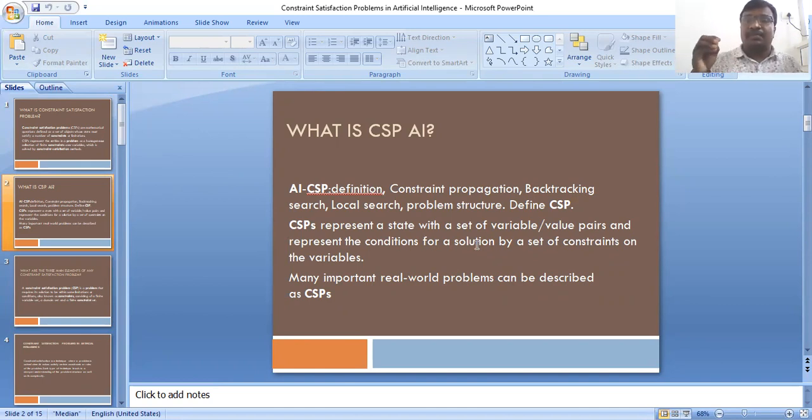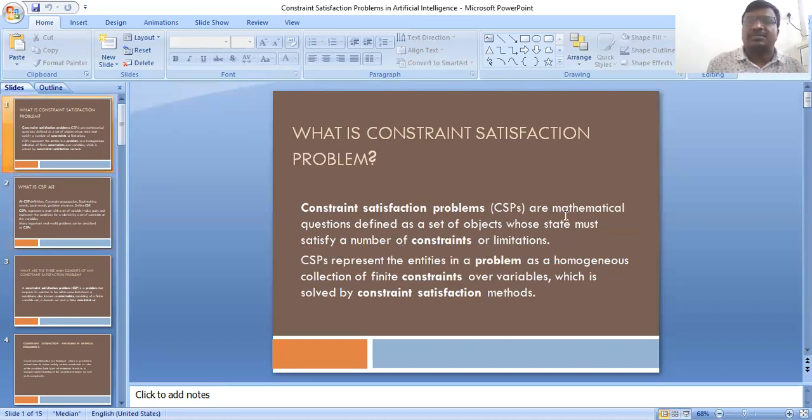Next, constraint satisfaction represents the state as a set of variable-value pairs, and represents the conditions for a solution by a set of constraints on the variables. So these are the important points in constraint satisfaction. Real-world problems can be described as constraint satisfaction problems.